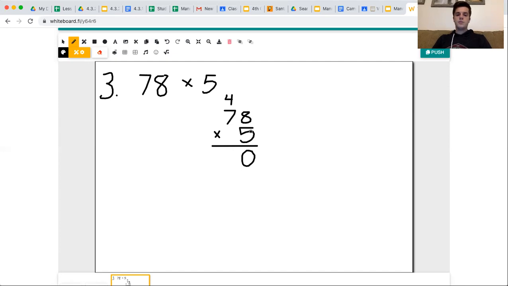Next, we start at the bottom right again with the 5, and then we're going to go up to the 7. Remember, this 7 isn't just 7, it's 70. Right. So let's do 5 times 7. We're going to ignore the 4 for now, but it'll come into play later.